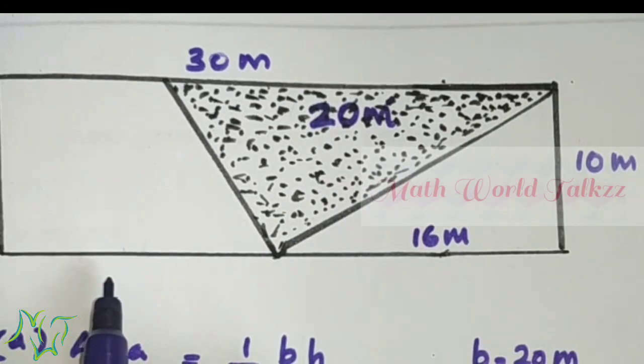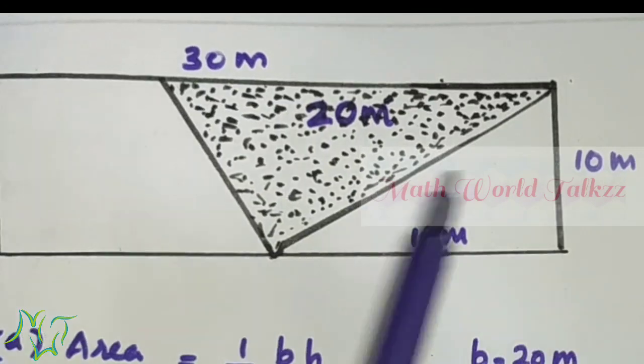So what is the area? Area of rectangle is length into breadth.